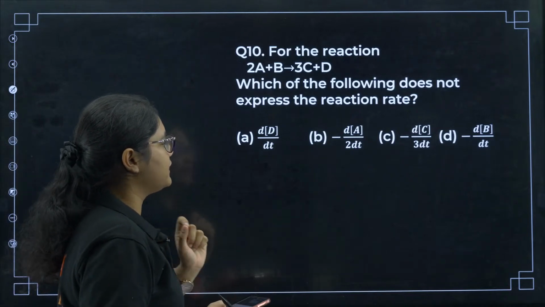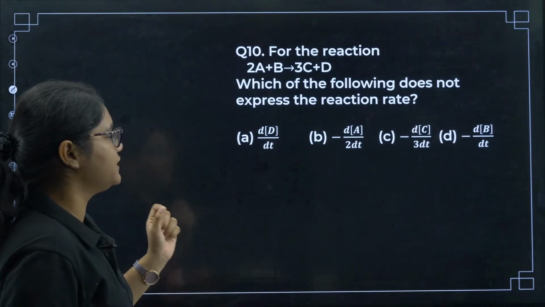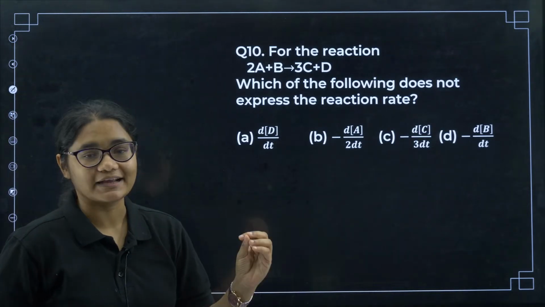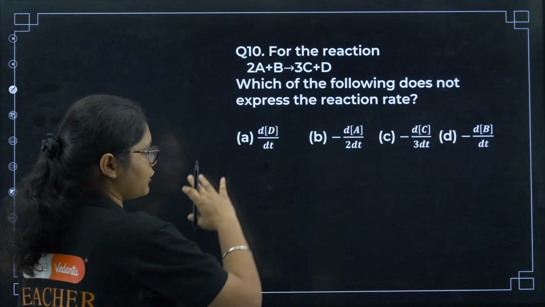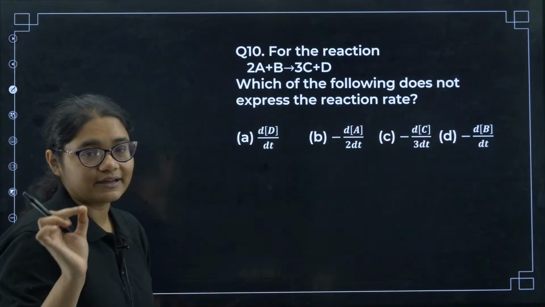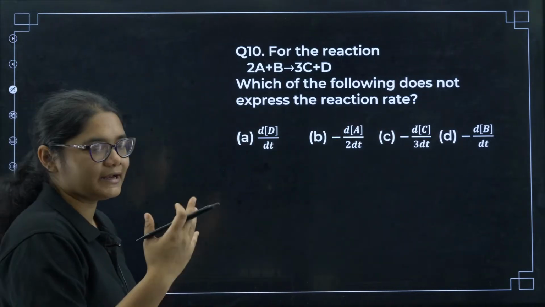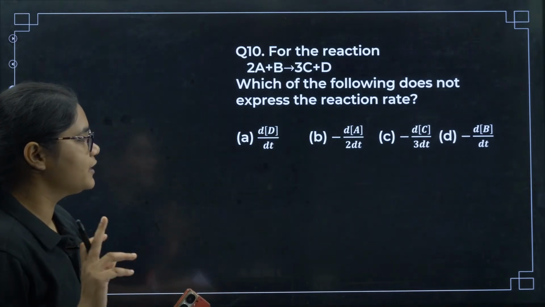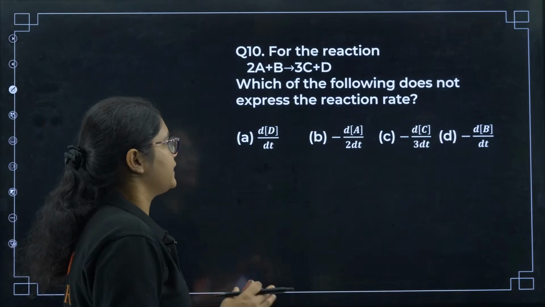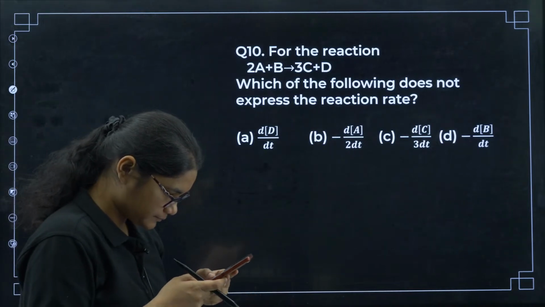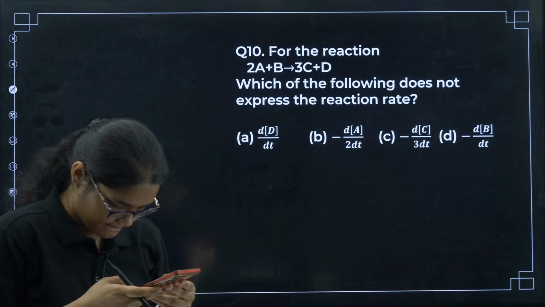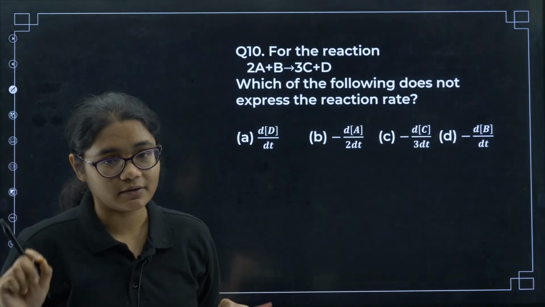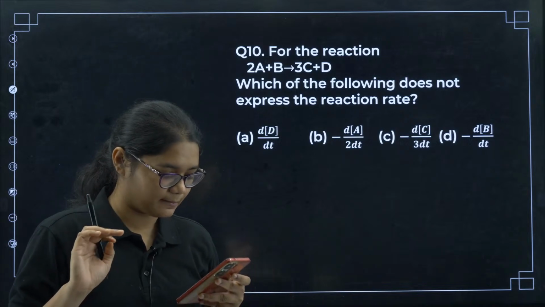Next question, for the reaction 2A plus B gives 3C plus D, which of the following does not express the reaction rate? You know how to write the differential rate equation, right? So, which of the following does not represent the reaction rate? Students, mention the answer with the question number. Please mention the answer with the question number.